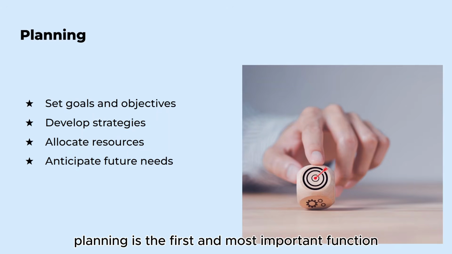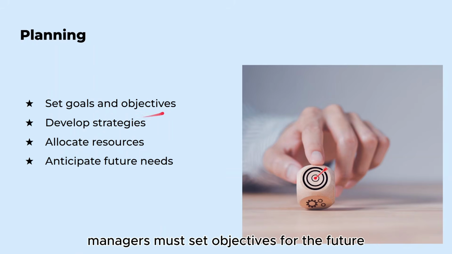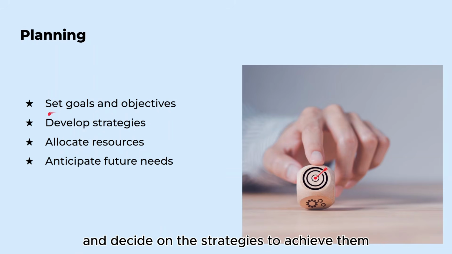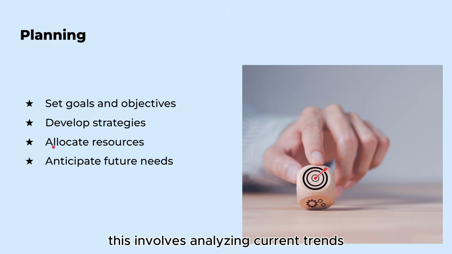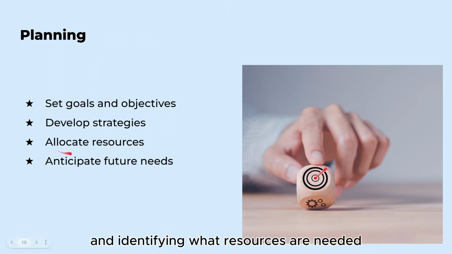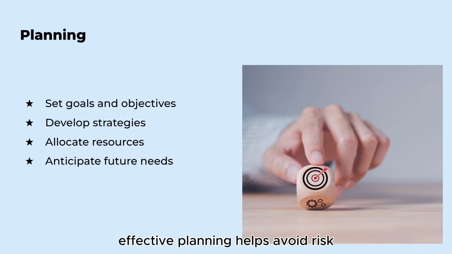Planning is the first and most important function. Managers must set objectives for the future and decide on the strategies to achieve them. This involves analyzing current trends, predicting future conditions, and identifying what resources are needed. Effective planning helps avoid risks, save time and resources, and ensures that all departments work toward the same goal.